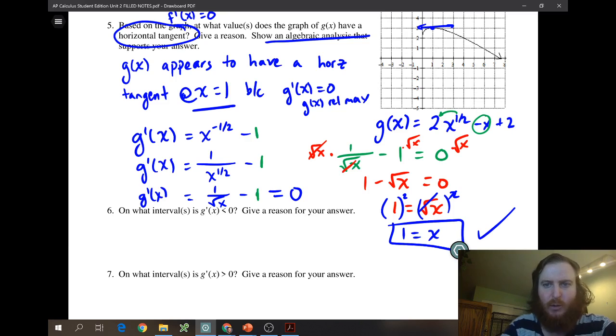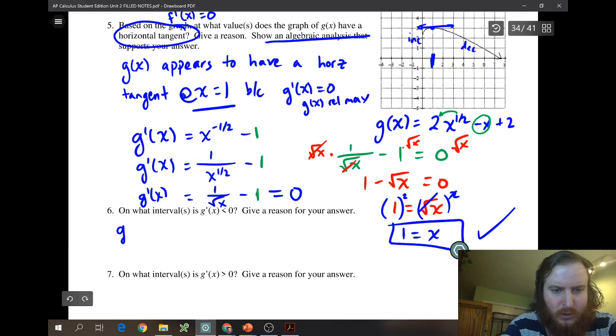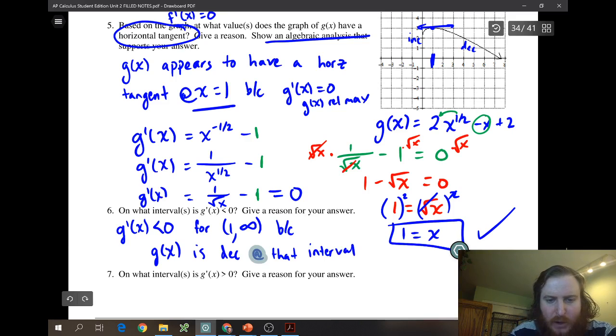How am I going to know where this is decreasing? Well, we know that it's going to change at 1, because that's where we have that horizontal tangent. So on the left side, it looks like it's increasing. On the right side, it looks like it's decreasing. So we're going to say basically g prime of x is less than 0 for 1 to infinity, because g of x is decreasing on that interval. You could say at 1 to infinity, or for 1 to infinity if you don't want to use at. I like to use at for a point, and for for intervals. It helps me separate the two.